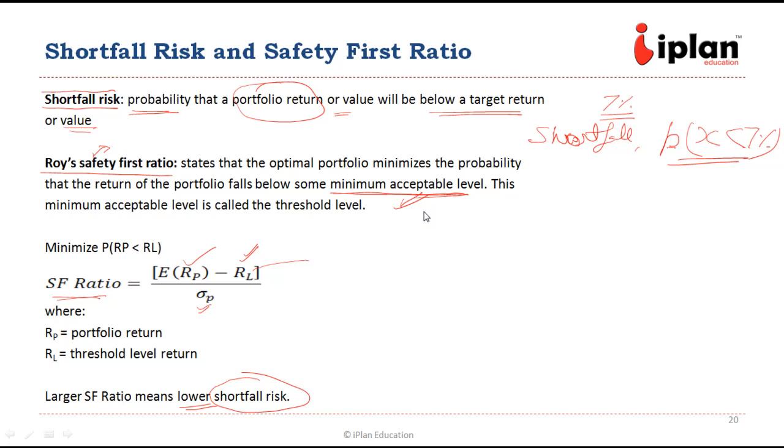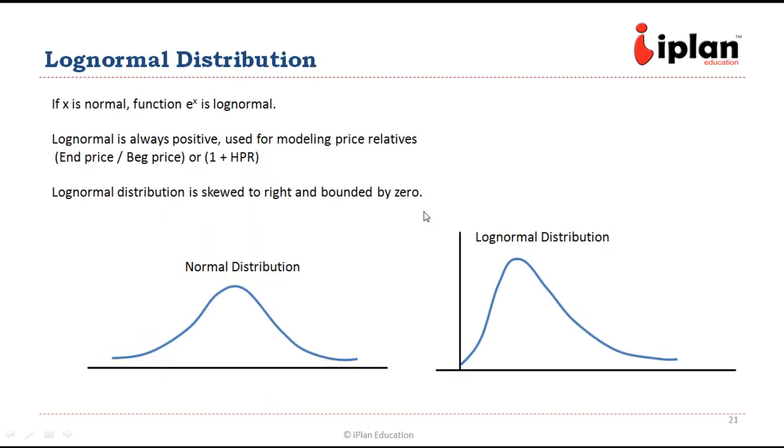Now let us move to the next slide. Here we compare the normal and log normal distribution. As the name suggests, if X is the random variable for which the distribution is normal, for e to the power x, the distribution is going to be log normal. So there are different properties of log normal distribution. First, it is always positive.